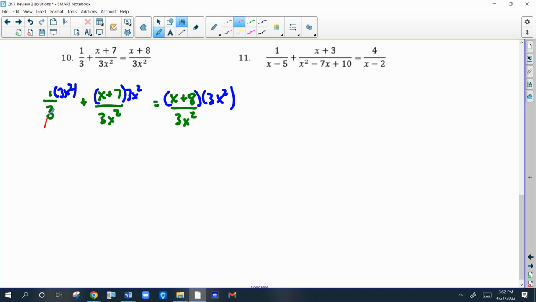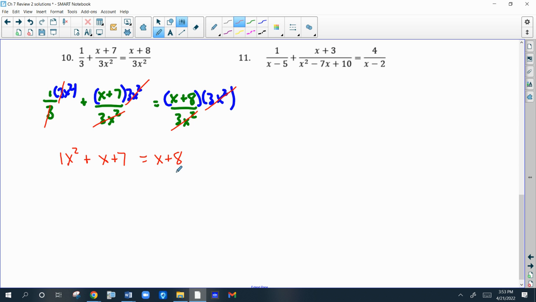So this 3 cancels with this 3. I still have that x squared here. This whole 3x squared factors out with this entire 3x squared. That's nice, as does this one. So it looks like I'm going to get a really simple equation here, which is always nice. I have a 1x squared. You don't have to write the 1. I have an x plus 7 times 1, and that equals x plus 8 times 1, or just x plus 8.